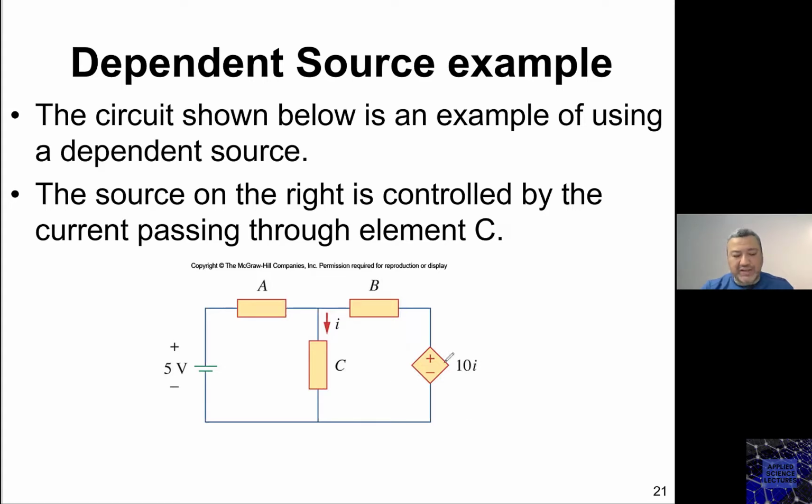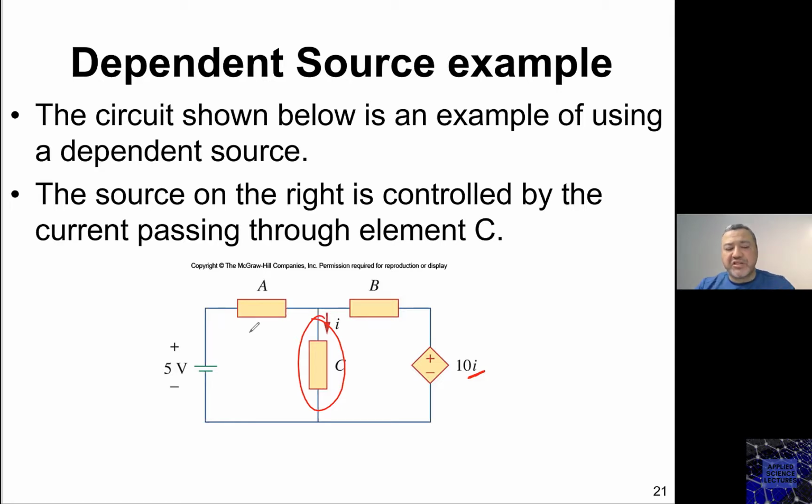Controlled by I. Where is this I? You will see that this I is a current somewhere in the circuit. Search for this I. Where is it? Okay, it is in this branch. Look what this dependent voltage source is doing. It generates a voltage that is 10 times the current flowing in this branch. Whatever the current is flowing in the C component, this voltage source generates a voltage that is 10 times this current. As simple as this.